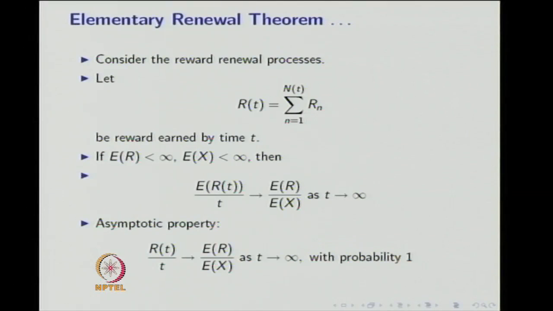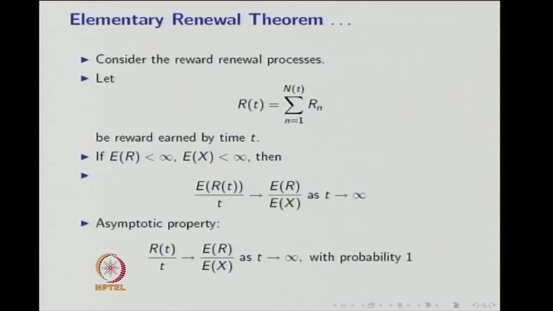If you consider the reward renewal process R(t), when the expectation of R is finite as well as the expectation of X is finite, then using the elementary renewal theorem, the limit as t tends to infinity of the expectation of R(t) divided by t tends to the expectation of R divided by the expectation of X. If you know the value of the expectation of R and the expectation of X, as t tends to infinity, the expectation of R(t) divided by t will be the expectation of R divided by the expectation of X. This result we have used in one example.